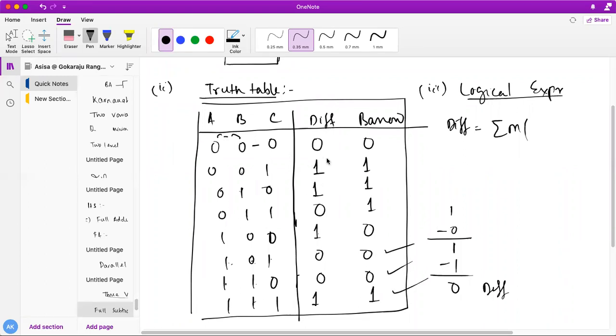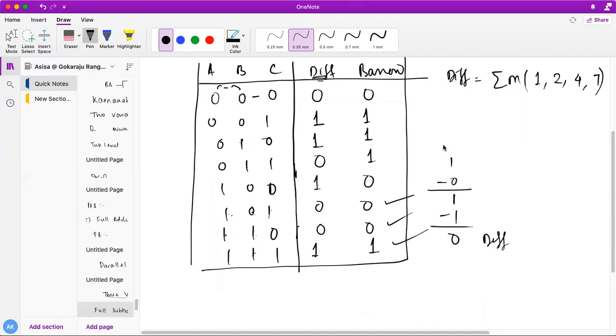By looking at this, we can say my difference is the summation of M over bits 1, 2, 4, and 7. If you solve it, it looks like an XOR gate. You can see that if the number of ones in the input is odd, the difference is 1.